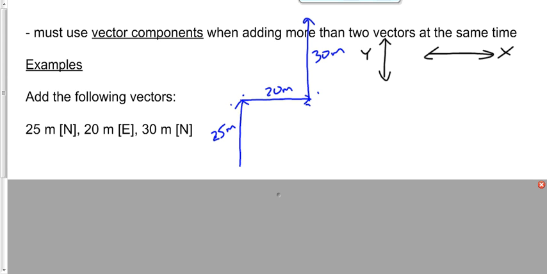Where am I going to draw my resultant? Well, from start to finish. Which end does the arrow go on? It's going to go on the end of the last vector. And what's the value of that? I don't know. Can't do some trigonometry or anything on that because I don't have a right-angle triangle.